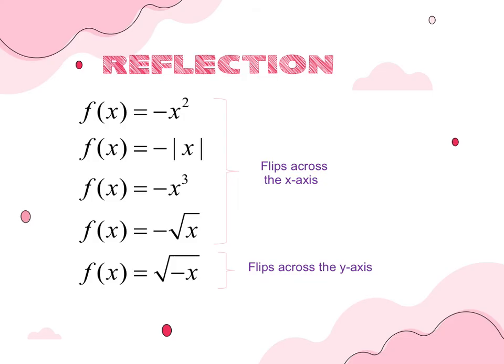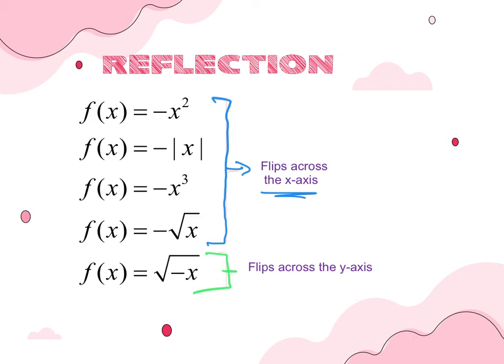On the next slide, when we're talking about reflections, I know this pink bracket here is hard to see, but the first 4 functions here, these are all reflections or flips across the x-axis. The last one is a flip or a reflection across y. So when the negative sign is in the grouping symbol or under the radical, it's across y.